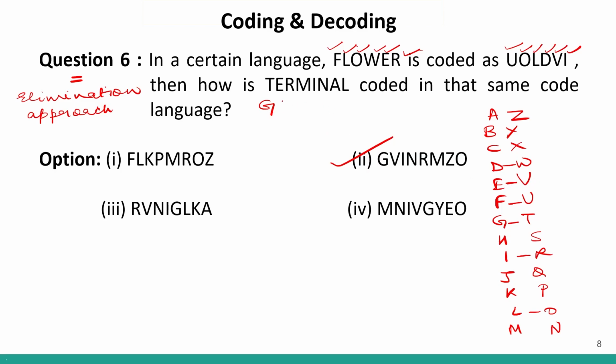So E is opposite to V, so we will get V. R is opposite to I, so we will get I. M is opposite to which one? N, so we will get N. I is again opposite to R. N is opposite to M. A is opposite to Z, correct? And L is opposite to O. So this will be my code, which is given in option number 2. Okay, this will be your answer.